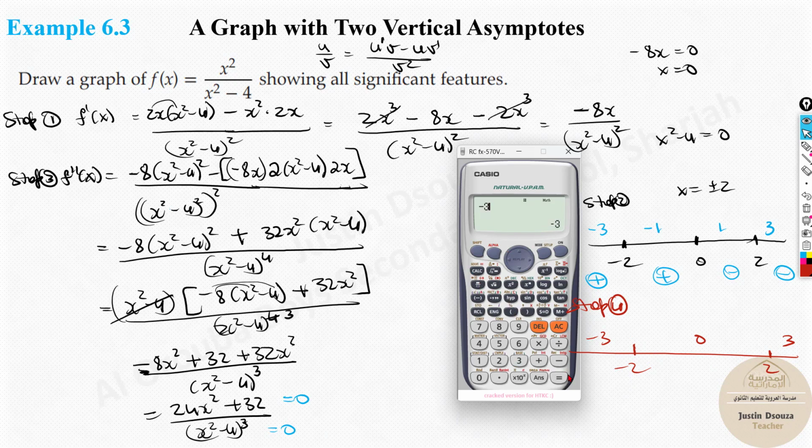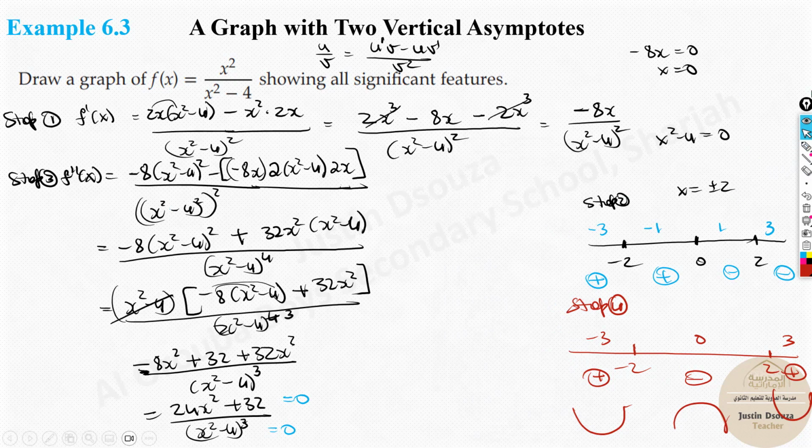Calculate at minus 3. What is the answer? It is positive. We don't care about what the value is. We just care whether it's positive or negative. This is positive, and let's test for 0. It's negative, and let's test for positive 3 as well. It's positive. So it was plus, minus, plus. This means it'll open upwards, downwards, upwards. This is the information we will get from the two number lines.